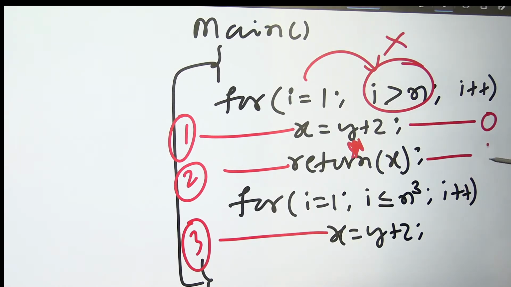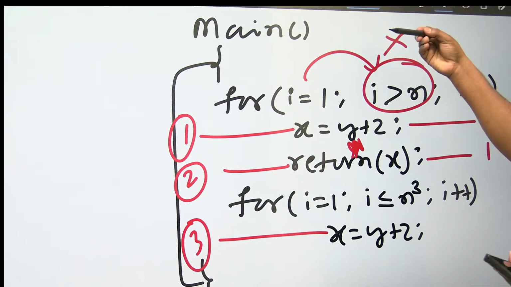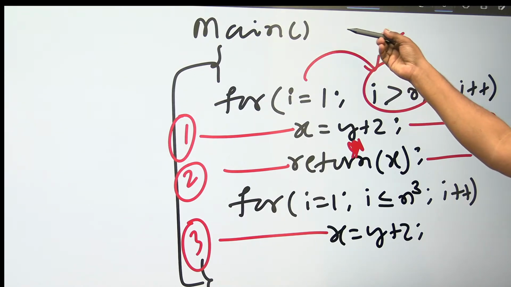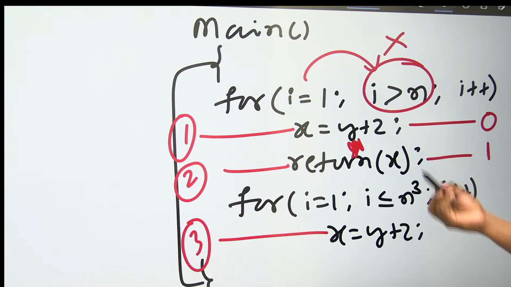If you want, you can write 1 also. If you want, you can write 0 also, no problem. So at the second line you are returning. Return means out of this function you will go. Out of this function means the main. Outside main, where will you go? It will go to the operating system. If the main function itself returns, it will go to the operating system.